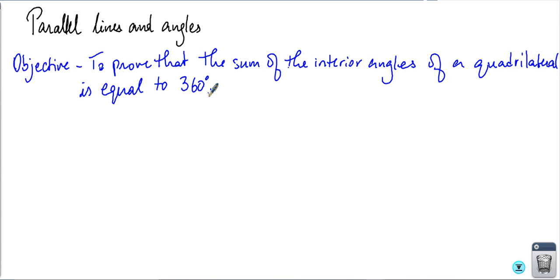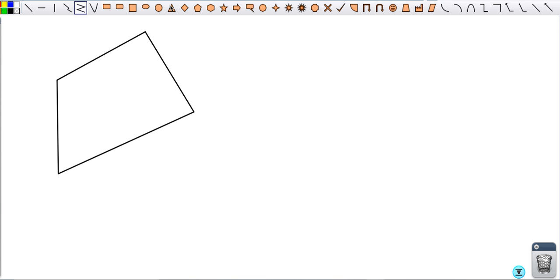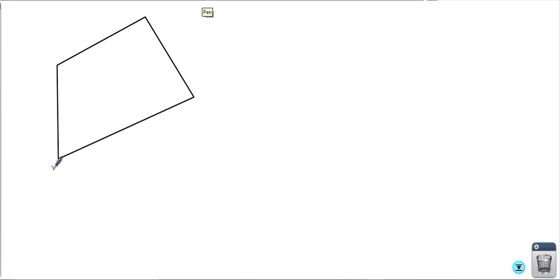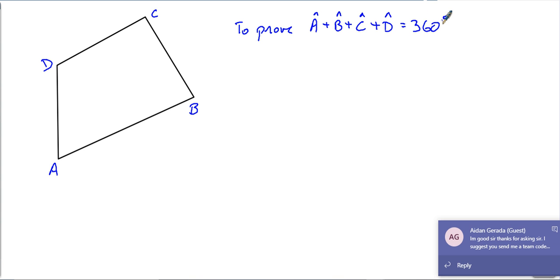I'm going to start immediately. So let's consider a quadrilateral. We've got a quadrilateral there having 4 vertices, 4 sides, A, B, C, D. Now, I'm going to prove that the 4 angles, angle A plus angle B plus angle C plus angle D, make up to 360 degrees.